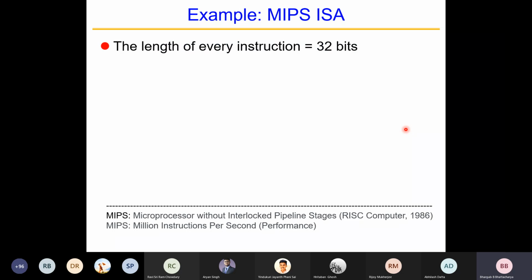Now let us focus on this MIPS assembly language that you would be working on in your lab course also. There is a lot of uniformity in the length of every instruction. We are talking about the number of bits present in each instruction. The length of every MIPS instruction is 32 bits. So it's uniform. Whether it is an add instruction, branch instruction, or load instruction, everything is accommodated within 32 bits.